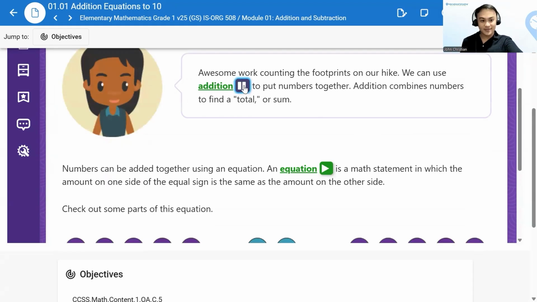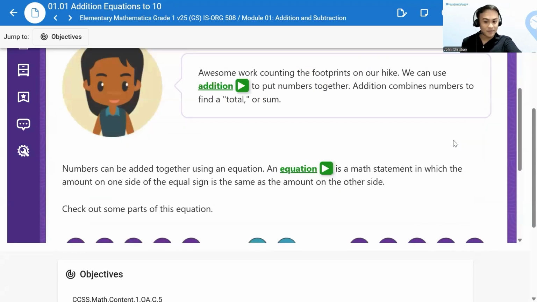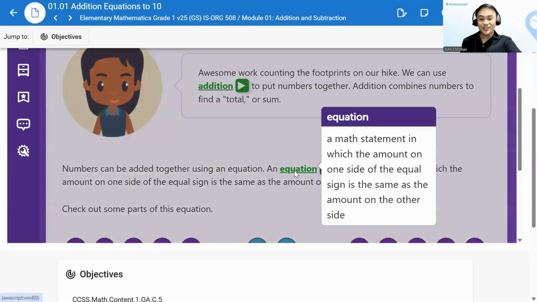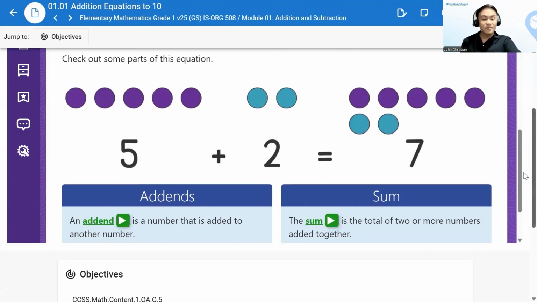When we say addition, it is a way that we combine numbers together to find a total or sum. Numbers can be added together using an equation. How about equation? What is an equation? When we say equation, it is a math statement in which the amount on one side of the equal sign is the same as the amount on the other side. Let's have here a few examples. This time we have here an equation. We have 5 plus 2 is equal to 7.